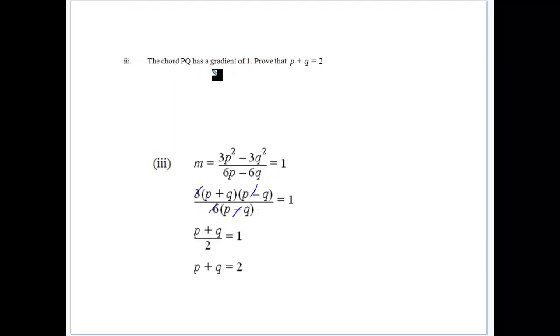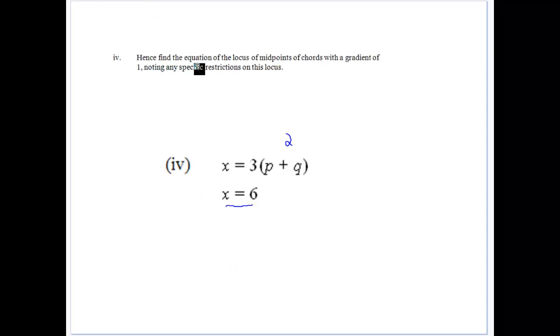Now, the chord has a gradient of 1. Prove that P plus Q is equal to 2. So we find our gradient there. Make it equal to 1 because that's what we're told to do. We can start cancelling. We get P plus Q on 2 is equal to 1, or P plus Q is equal to 2. So that's proved as well. And then, hence, find the equation of the locus of the midpoints of the chord with gradient 1.